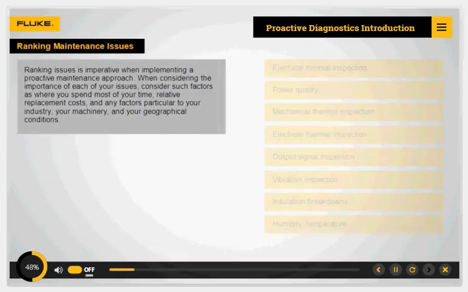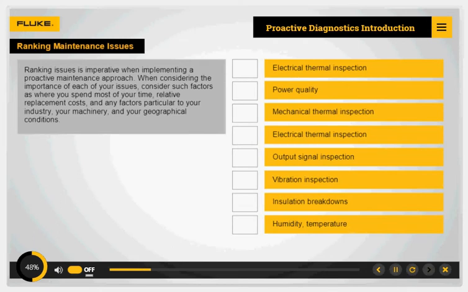Ranking issues is imperative when implementing a proactive maintenance approach. When ranking the importance of each potential issue, consider such factors as where you spend most of your time, relative replacement cost, and any factors particular to your industry, your machine, and your geographical conditions.